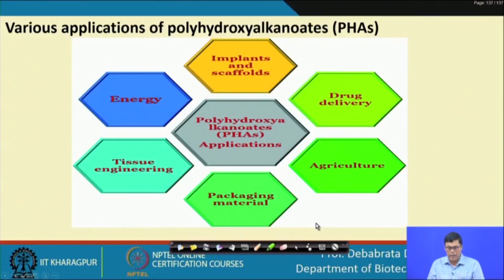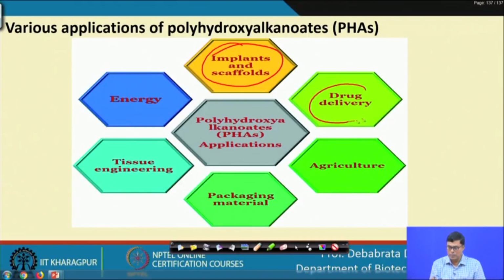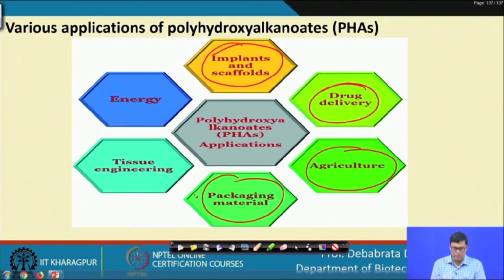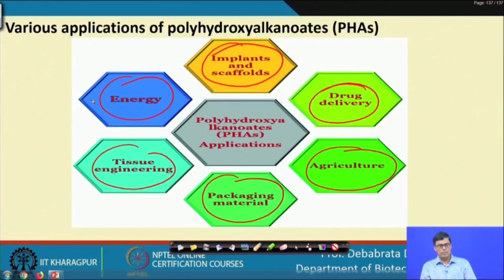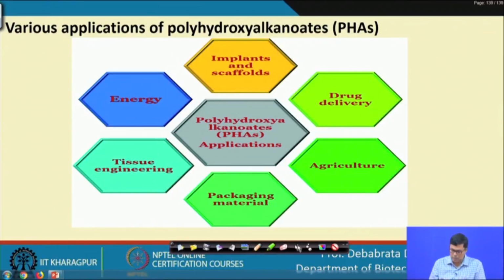Now the polyhydroxyalkanoates have different applications. You can see here that they can be produced in plants, used as scaffolds, in drug delivery systems, in agriculture, as packing material, in tissue engineering, and as an energy source. We have various applications as far as PHA is concerned.